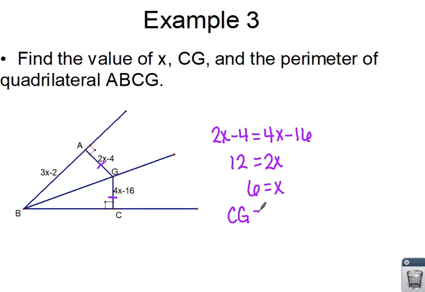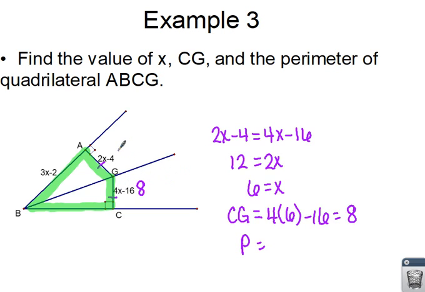That's one of the answers we need. We need CG. So we're going to have to plug that back in. So we'll take 4 times 6 minus 16. It'd be 24 minus 16, so that'd be 8. And then I want the perimeter of the quadrilateral. So that would be, let me highlight it in green, this shape right here. That's the quadrilateral.